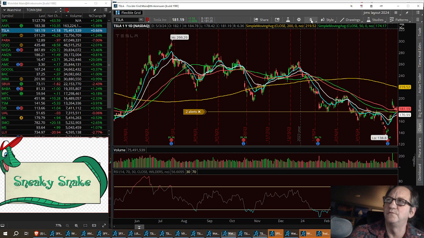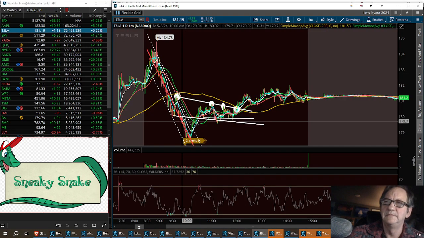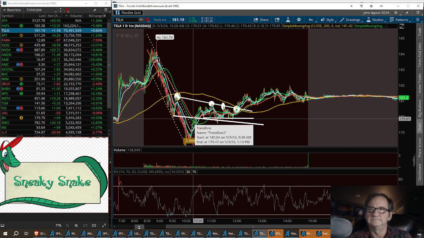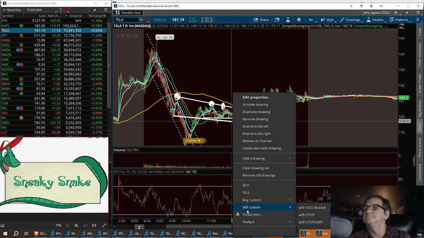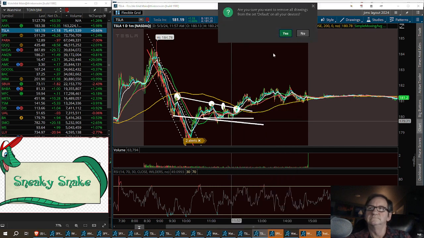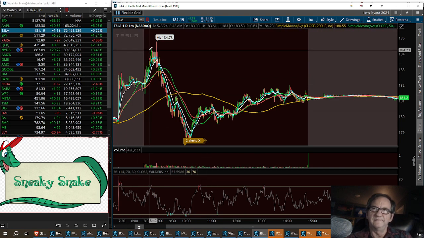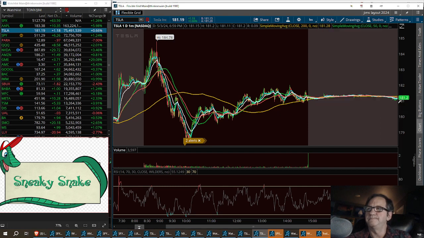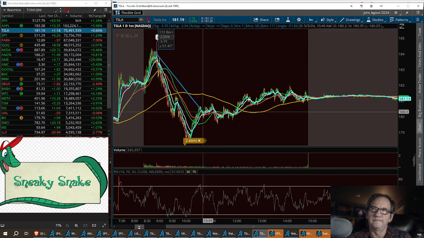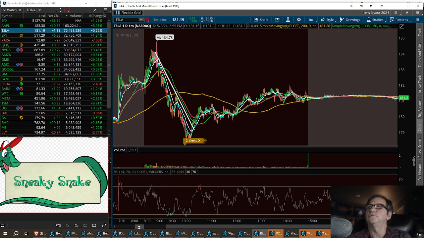The next one, Tesla. I got this on the 1 minute. We come in the morning. I clean this up. So we have a big breakout and then it pulls back. So I draw my snake in here, my knife. Whoops, that's the wrong one.